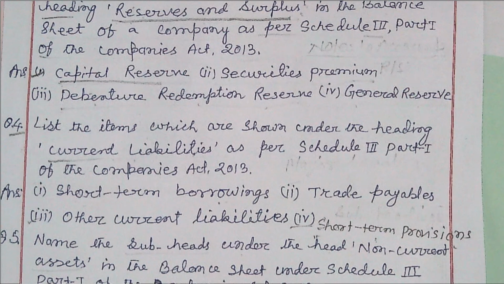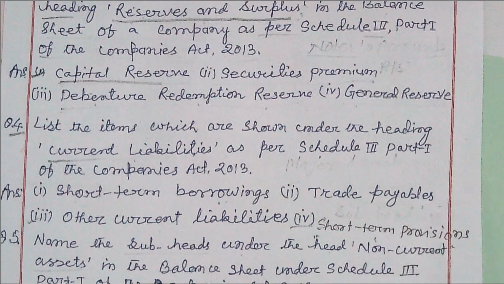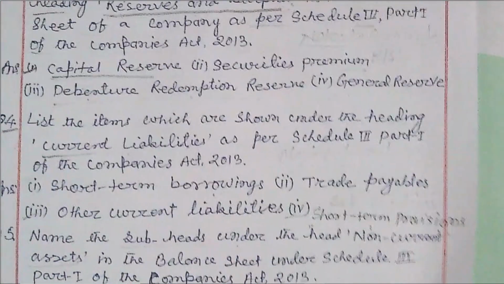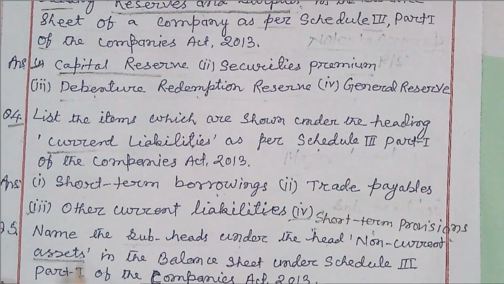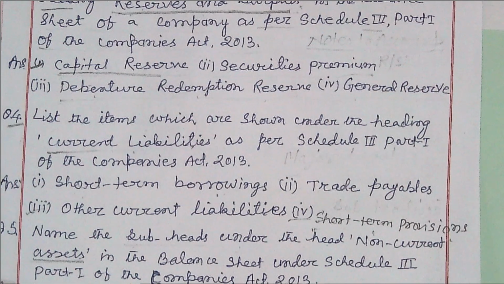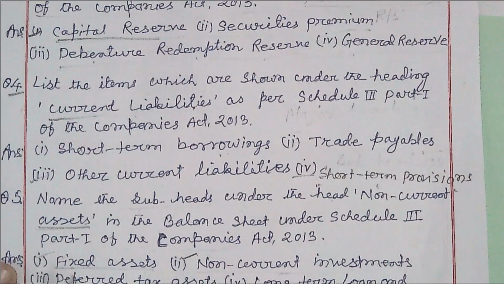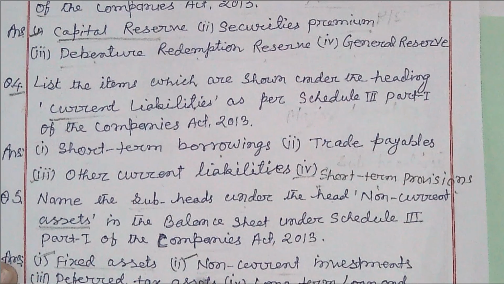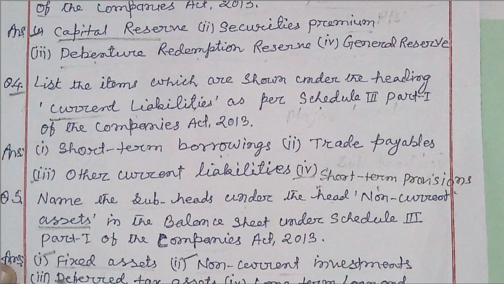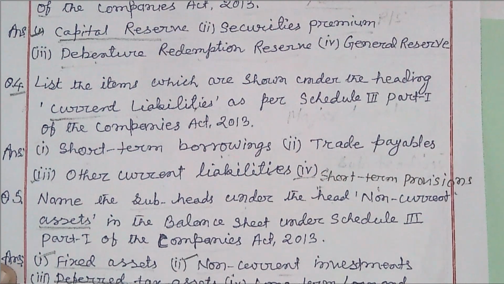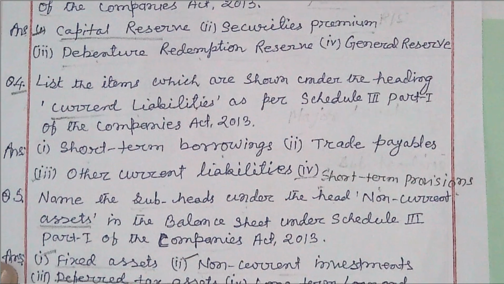So in this way we have to prepare the questions and answers, and once you see the balance sheet format properly, you can easily answer these types of questions. Okay, name the subheads under the head non-current assets. Now if you see the non-current assets heading, the subheads you will find are fixed assets, non-current investment, and long-term loans. This is also there, but it is not required for you.